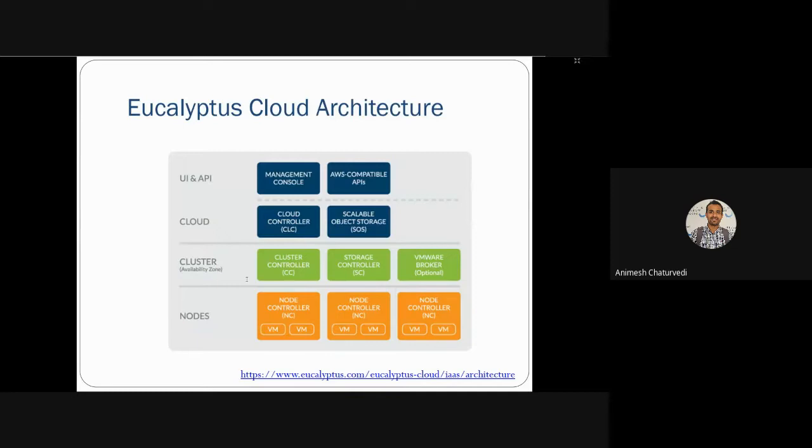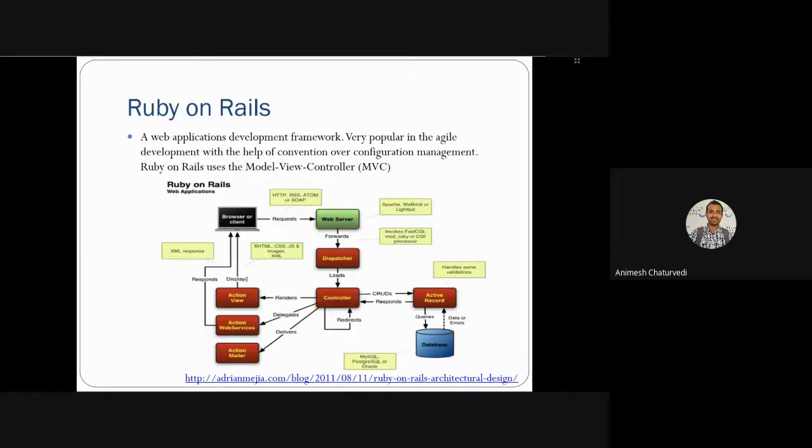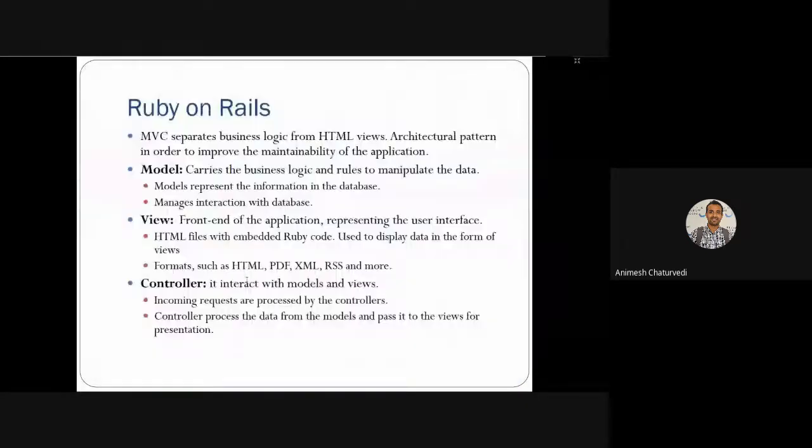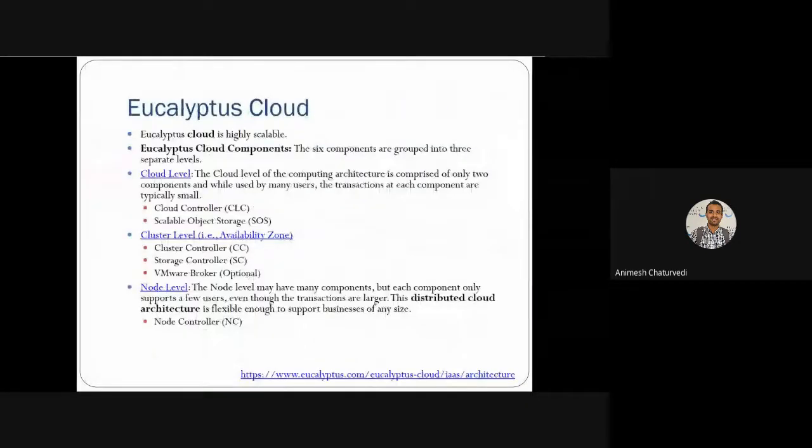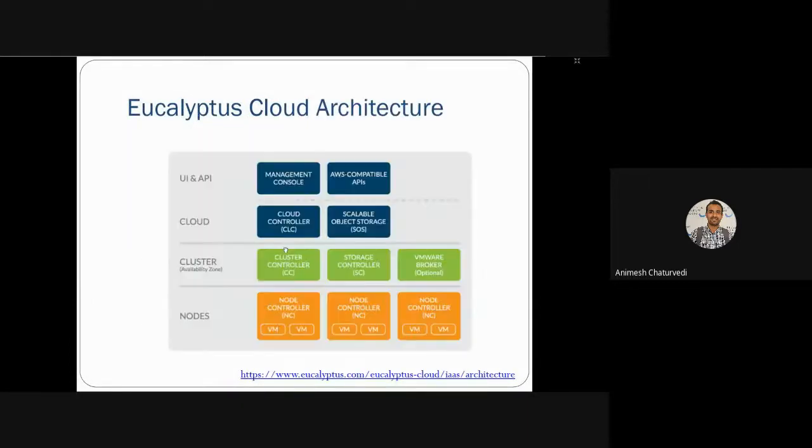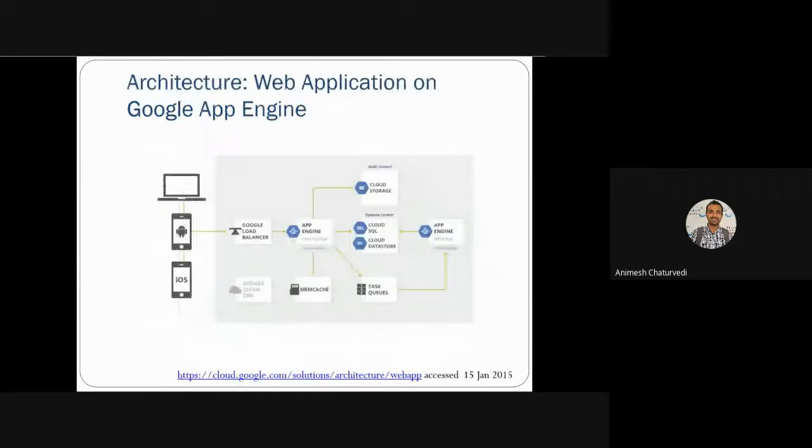Beyond the Eucalyptus architecture, we will see Ruby on Rails, another kind of platform as a service. Thanks for today's class. I hope there are no questions related to Google App Engine, but if you have any query, then you can ask. We will quit and meet in the next class.